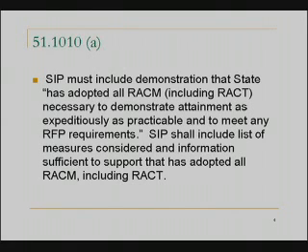51.1010(a), which largely parrots language in the Clean Air Act, says that the state implementation plan must include a demonstration that the state has adopted all RACM, including RACT, necessary to demonstrate attainment as expeditiously as practicable and to meet any RFP requirements. The state implementation plan has to include a list of measures that the state considered and has to have information sufficient to support that the state has adopted all measures.